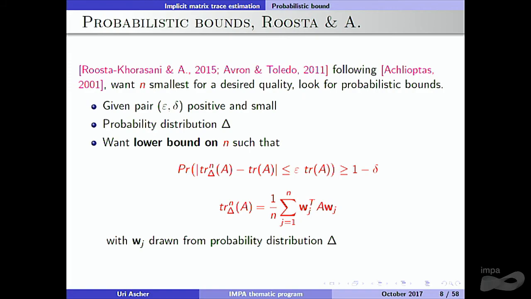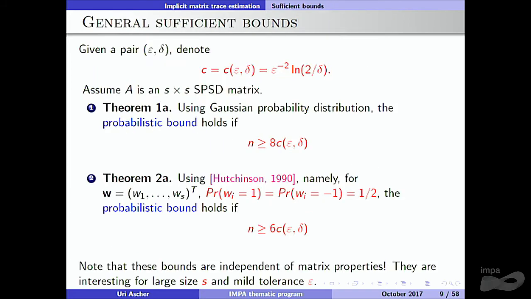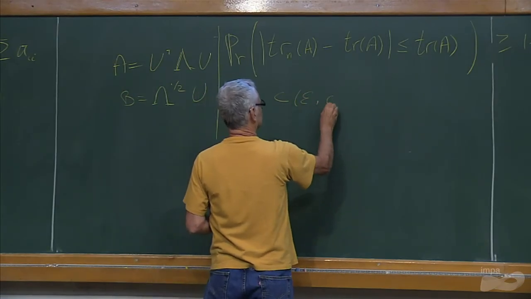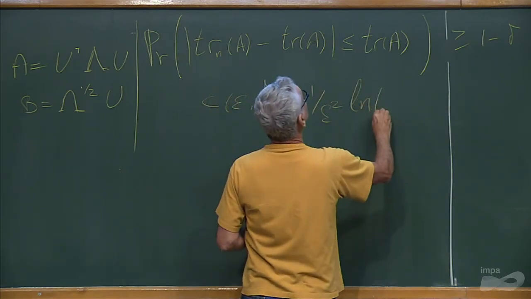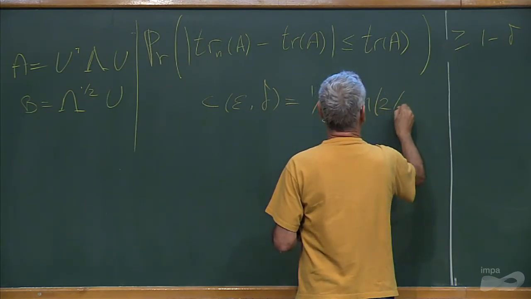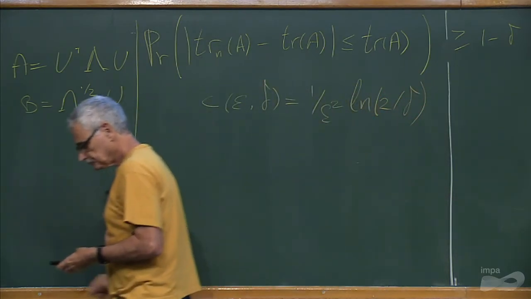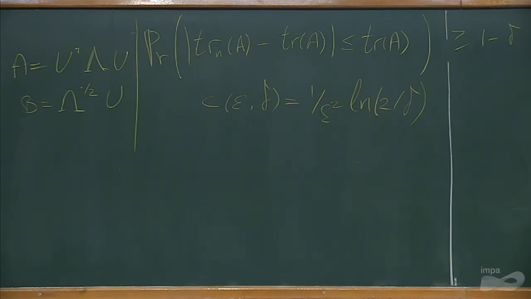We're going to try to find what kind of value of n we can get away with, such that given epsilon and delta, the probabilistic bound will hold. And so here I'm going to write this down so that it will not disappear. Let's define C of epsilon delta to be 1 over epsilon squared times the log of 2 over delta. This constant comes in everywhere, especially the annoying feature of 1 over epsilon squared here.